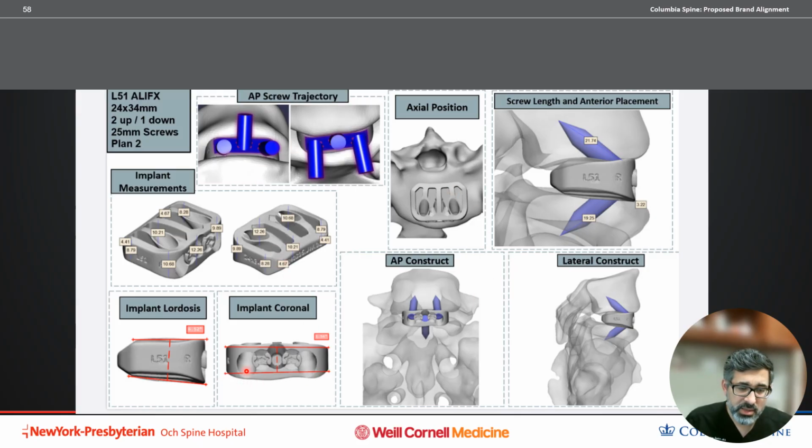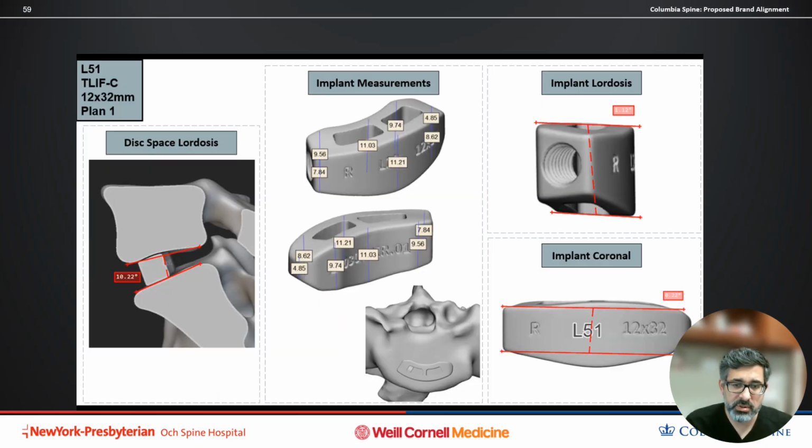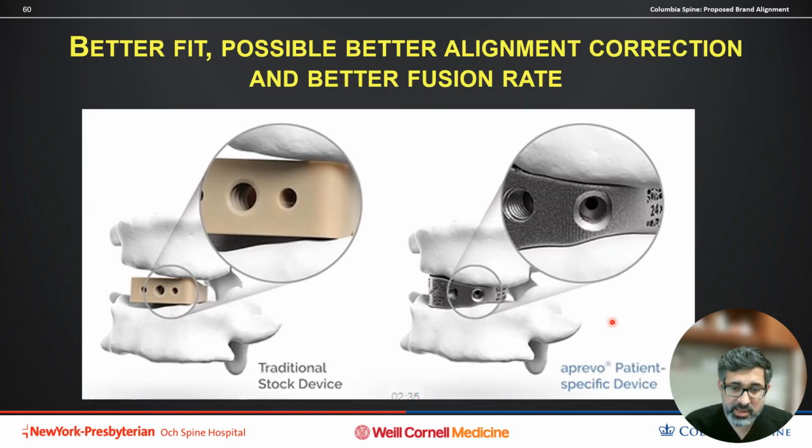You can see the way the implant is made, it's really meant to conform to the shape of the end plates nicely, so that it gives you that maximum correction that you're hoping for, but also gives you a much better contact surface to aid in hopefully getting a higher fusion rate. And here we also did this planning using a T-lift in case I wanted to do a T-lift for this patient. So similar planning can be done.